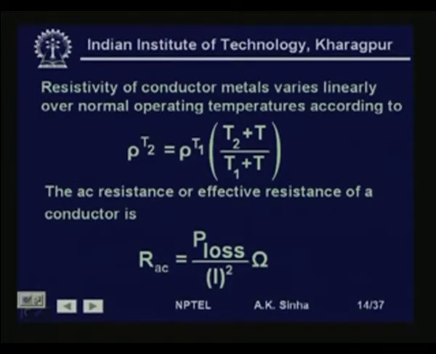Normally, we find out the AC resistance from the relationship that the power loss divided by I squared gives us the AC resistance of the conductor. That is, you can measure the power loss and you can measure the current, and from that we can find out the AC resistance of the conductor. In fact, most of the manufacturers manufacture these conductors in standard sizes, and there are tables available which provide the AC resistance of the conductor per kilometer length.